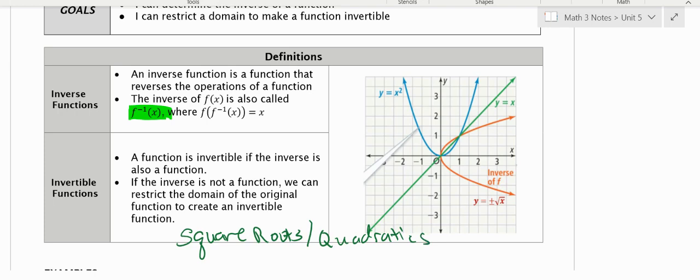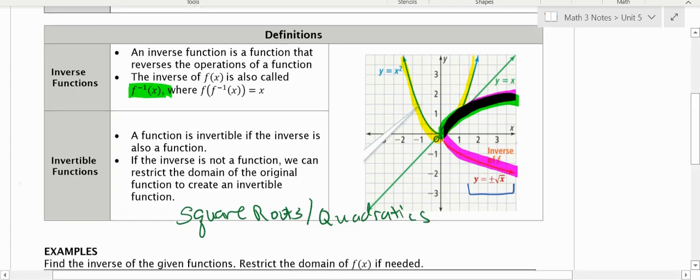When we do the inverse of a quadratic, you're going to see the inverse doesn't end up being a function, right? If we solved it, we would actually get plus or minus square root of x. So what we're going to do is restrict our domain so we only get that square root function we've been working with. So we don't have to worry about a plus or minus.